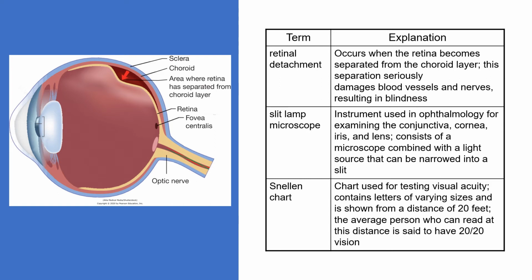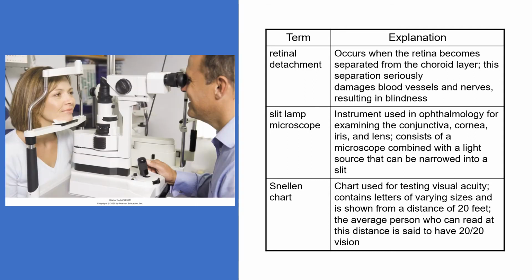Retinal detachment occurs when the retina becomes separated from the choroid layer. This separation seriously damages blood vessels and nerves and can result in blindness. A slit lamp microscope is an instrument used in ophthalmology for examining the conjunctiva, cornea, iris, and lens, and it consists of a microscope combined with a light source that can be narrowed into a slit.